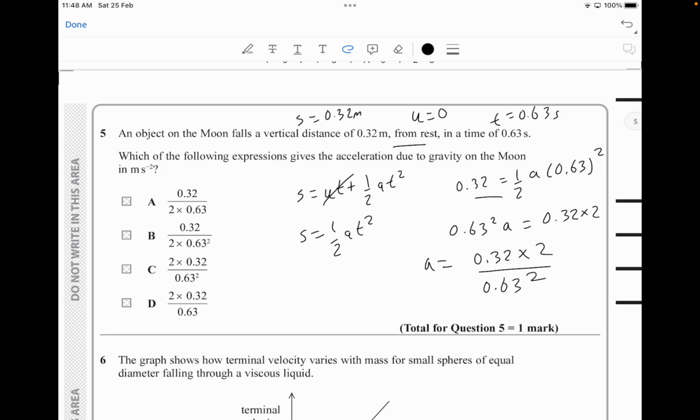Out of all these options, option C is the correct answer because it equates to what we have found using the SUVAT equation: 2 times 0.32 divided by 0.63 squared. So C is your correct answer in this case. All right, let's move on to the next question.